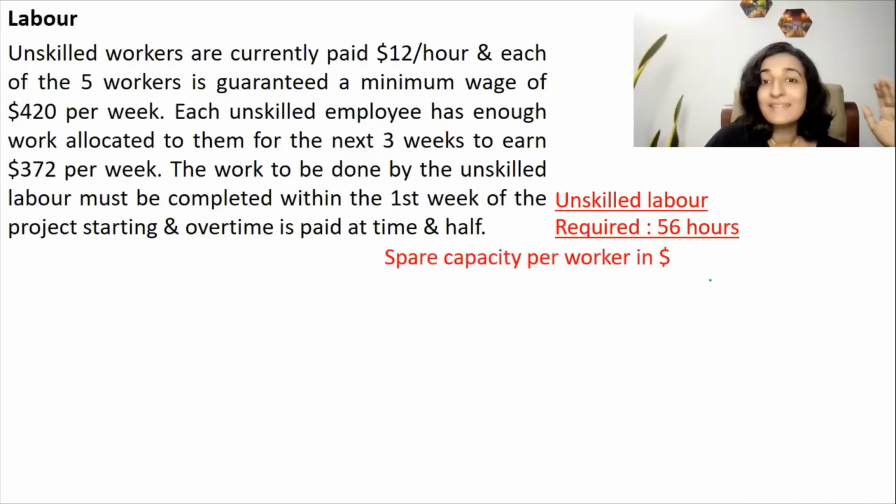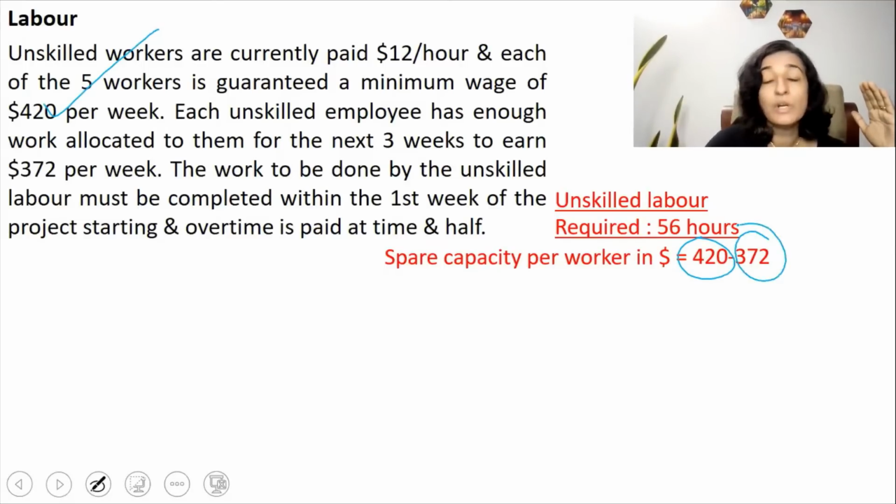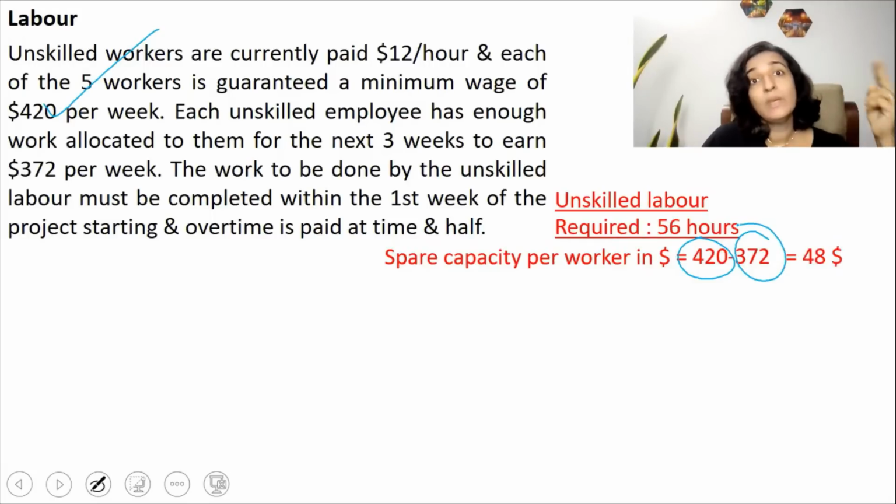So basically, we are paying for the spare capacity or the time when the workers are remaining idle. So the spare capacity per worker in dollar is 420 minus 372. 420 is the minimum wages that we have to pay, but they are working for an amount equal to $372 only. So the extra amount that we pay for the spare capacity is $48. But we don't want the spare capacity in dollar. We want the spare capacity in hours.